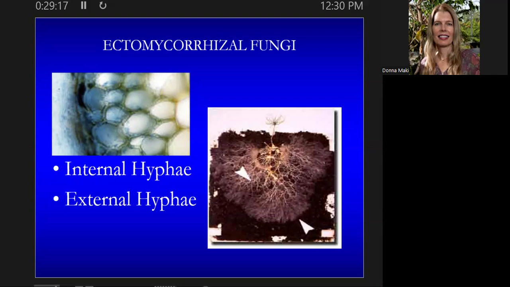And in return, the plant is feeding the fungus with sugar. And depending on the plant species, it can be substantial. Like the plant really gives up a lot of its sugar to the fungus.